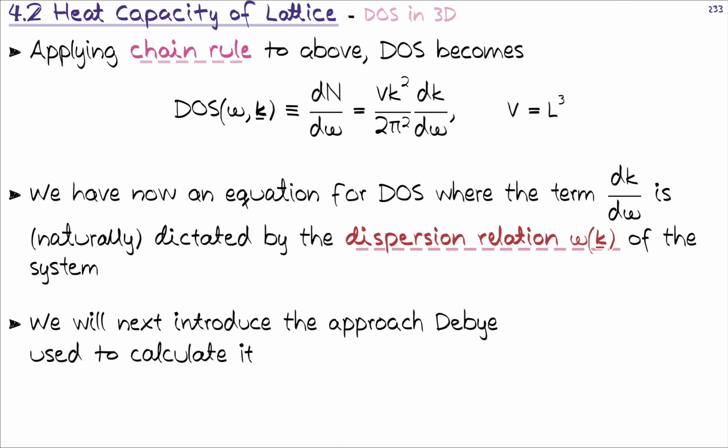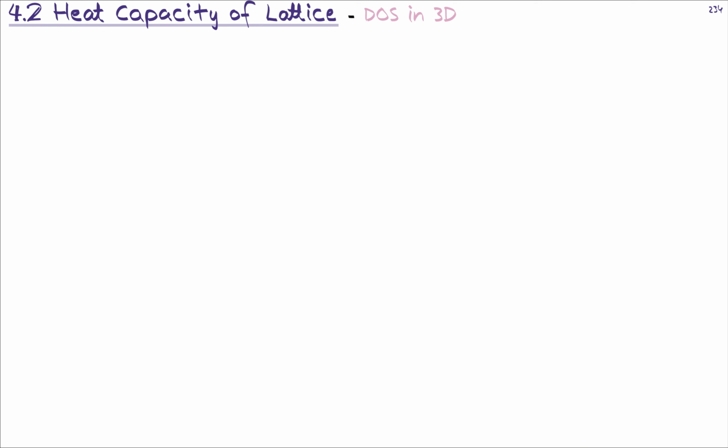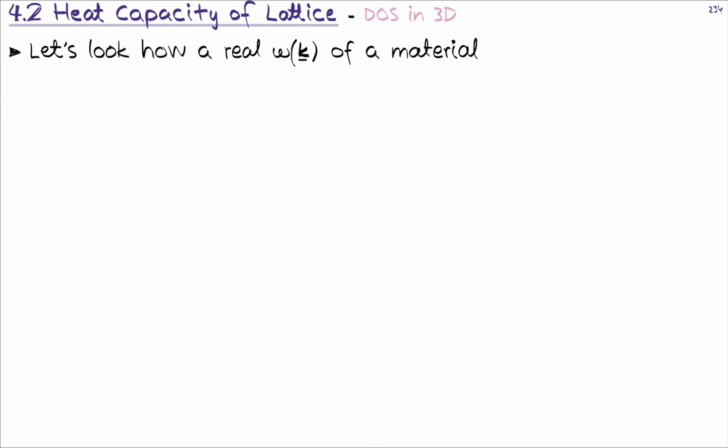And what we will do next is outline what kind of trick Debye used to calculate this term. Because if you remember, in a 3D case, the dispersion relation of a three-dimensional solid doesn't look entirely nice. Or it does look nice, but it's not very easy if we want to calculate things analytically, because in the 3D case the dispersion relations are no longer entirely linear functions.